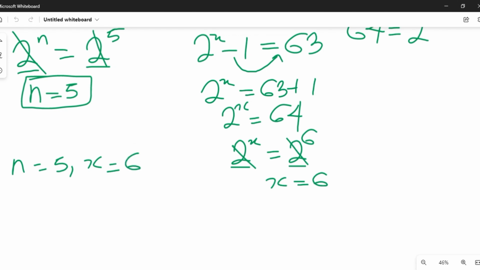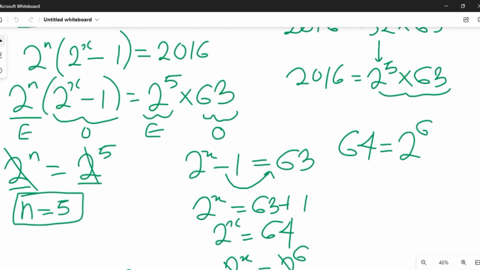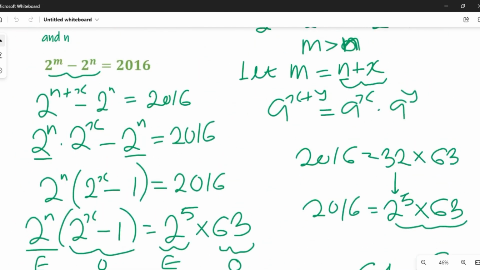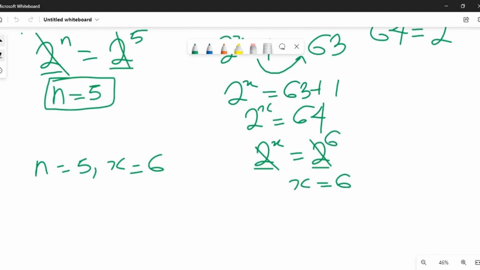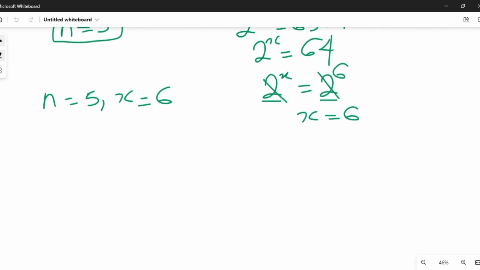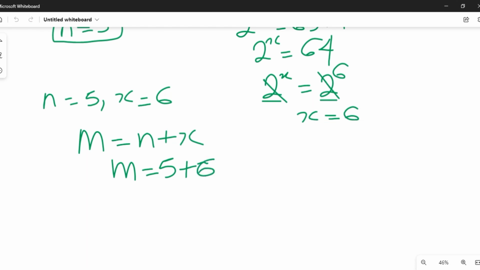So what do we do with this expression? We are going to put them into that value we assumed. And what is that value? m is equal to n plus x. Now come to think about this. Once we've gotten our n and x, we can simply find our m, since m is equal to n plus x. So our m will be equal to 5 plus 6.